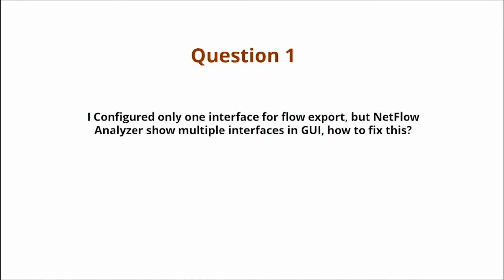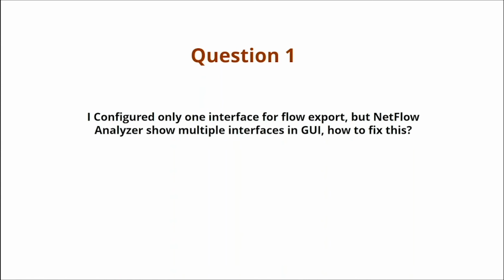So the first question is, I configured only one interface for flow export, but NetFlow Analyzer shows multiple interfaces in the GUI. How do I fix this? By default, we have export flow enabled for all interfaces. Why? Because let's say you have 3 different ports, one, two, three. There are possibilities where the out port of interface number one is connected to the in port of number two. So if that's the case, it's best that you add all of them so that you get the best metrics from your bandwidth.